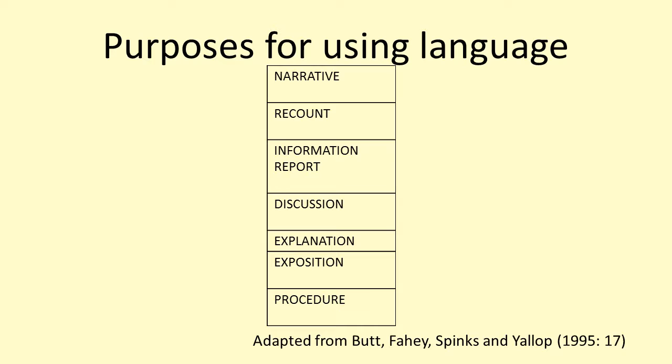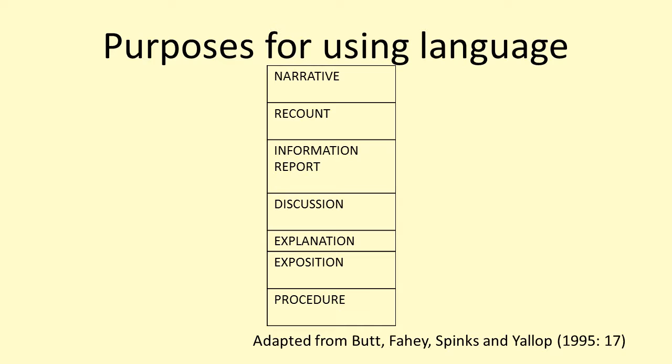Here are some examples of purposes for using language. Narrative, to tell a story as a means of making sense of events and happenings. Recount, to reconstruct past events and incidents in the order in which they occurred. Information report, to present factual information about a class of things, usually by classifying them and then describing their characteristics. Discussion, to present information and opinions about more than one side of an issue.